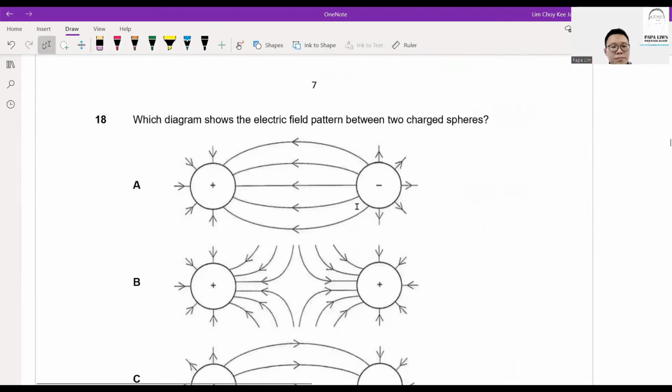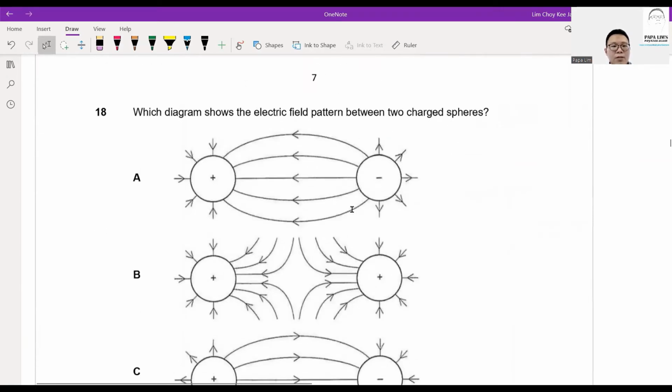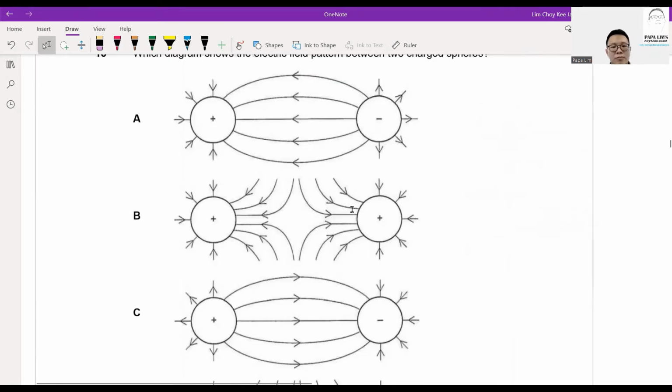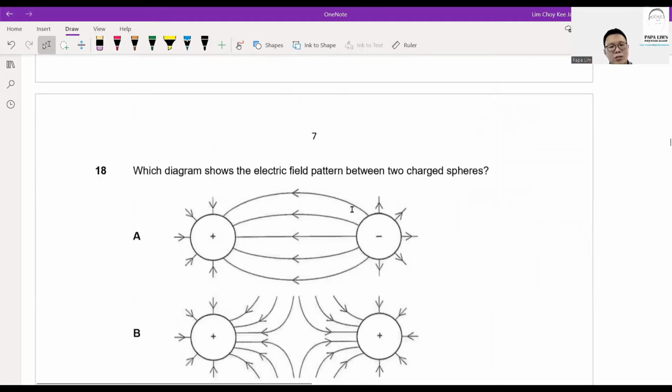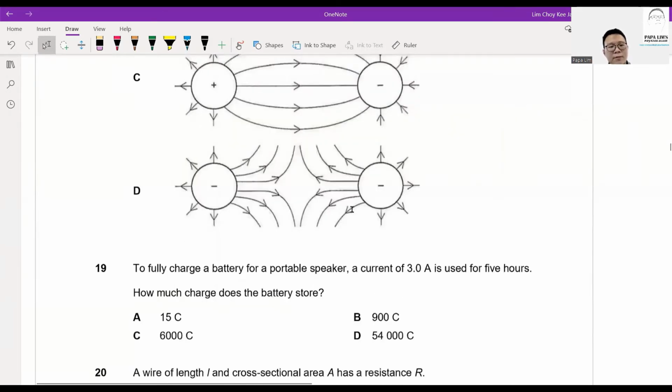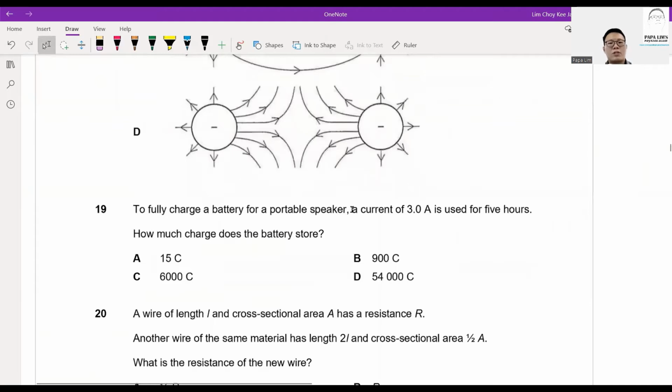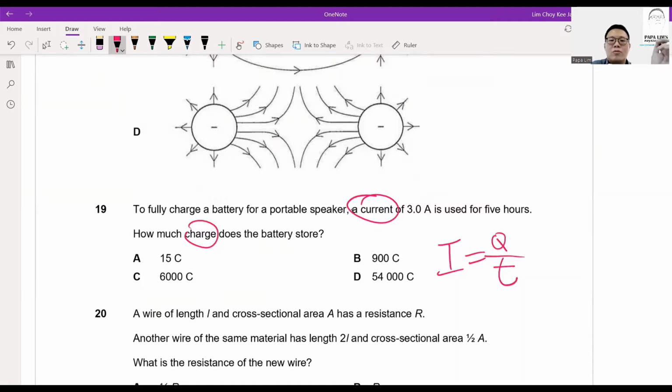So question 18, nothing much. Just memorize, I would say, just remember the electric field charges pattern. Then after that, the fully charged battery, a standard formula that we have. How much charge? Current. The only formula that links current and charge is the definition of current. Current is the rate of flow of charge per unit time, which is Q over t. Here, remember, the SI unit for time is always seconds.